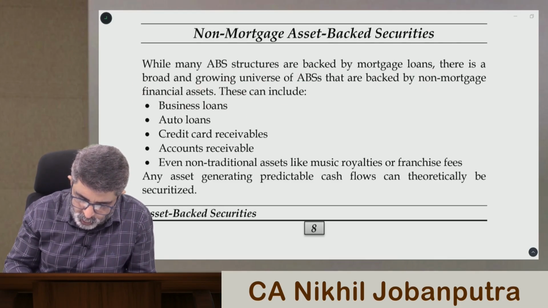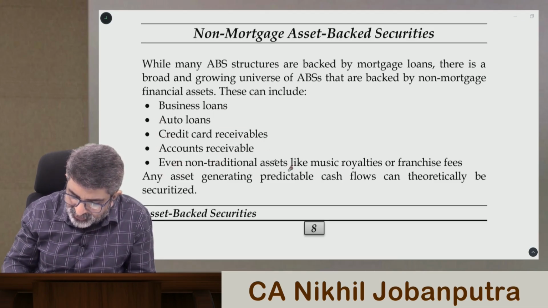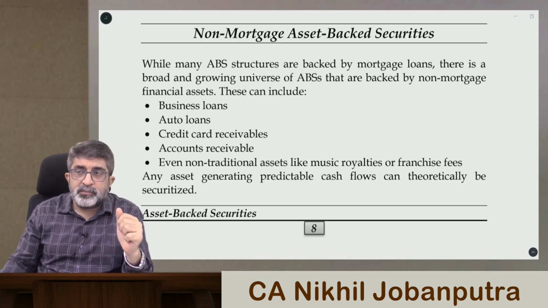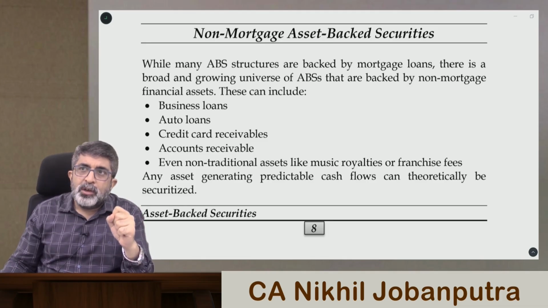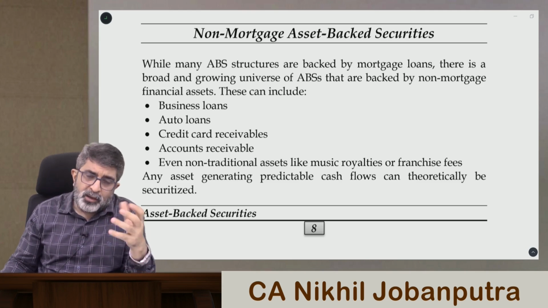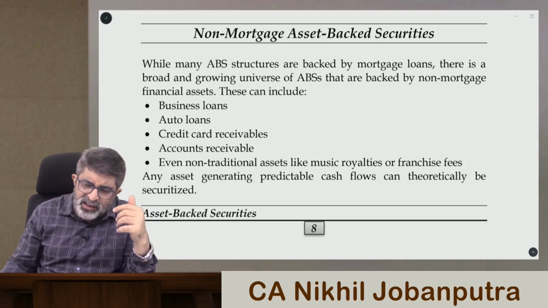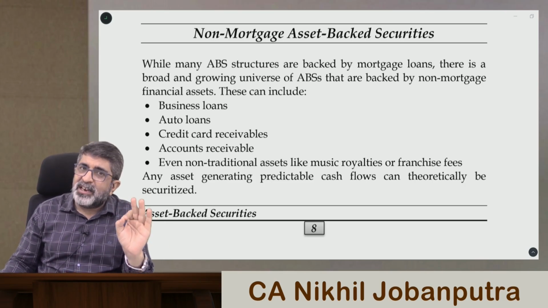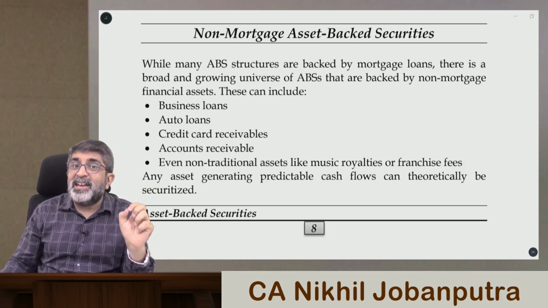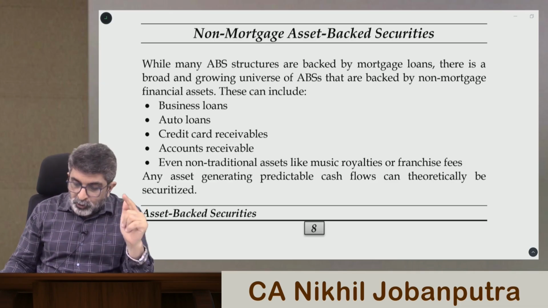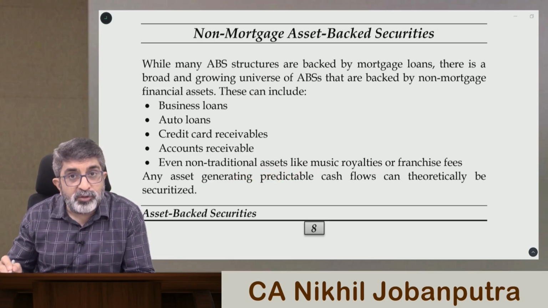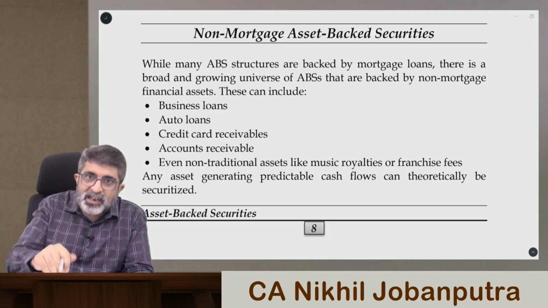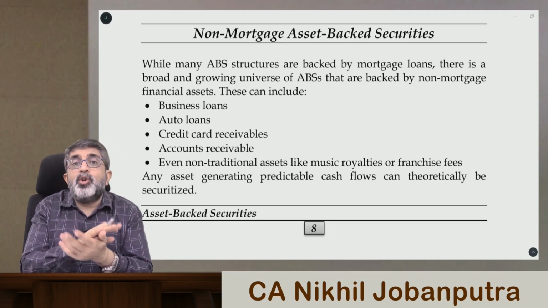These include business loans, auto loans, credit card receivables, accounts receivable, even non-traditional assets like music royalties. Now if you can see, even the owner of a copyright which can bring music royalty income, even that becomes an asset which has cash generating capacity. So any asset that can generate a defined amount of cash flow can become an underlying asset in an asset pool, as simple as that. So it may include even intangible assets like copyrights and royalty rights, correct? Any asset generating predictable cash flows can theoretically be securitized, because it becomes part of an asset pool of non-mortgage assets.